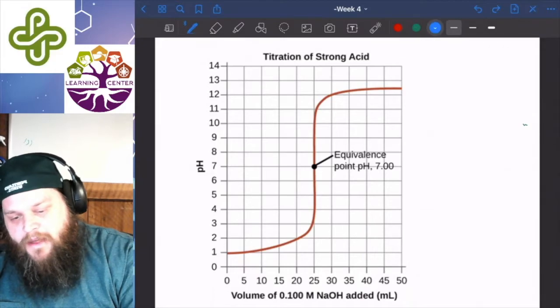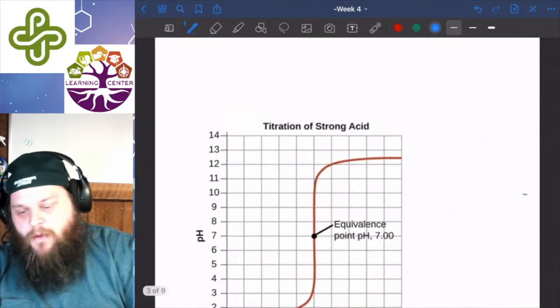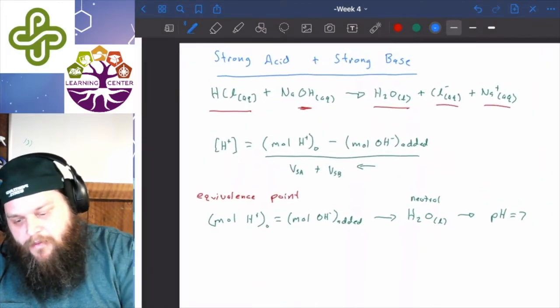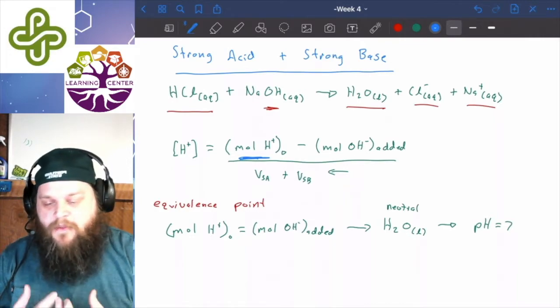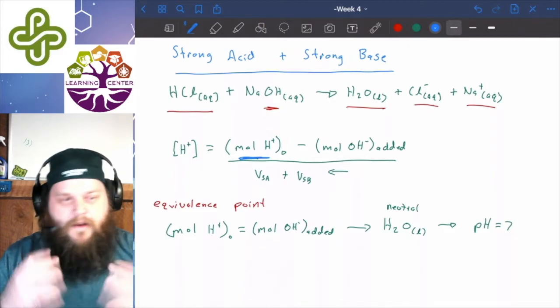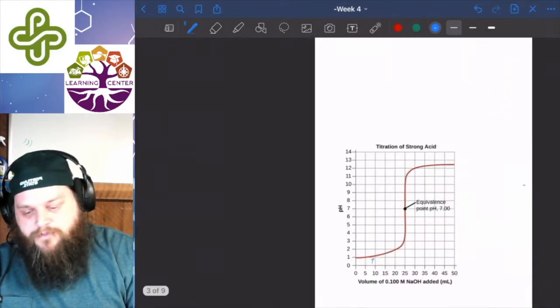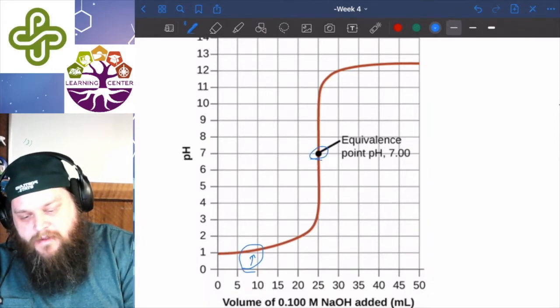So if you were to calculate the pH over here, you'd be doing what I said back here, where I'm taking the initial hydrogen ions, and I'm subtracting the moles of how much hydroxide we added, divided by the total volume. That's for this point over here. At equivalence, it's always going to be 7.